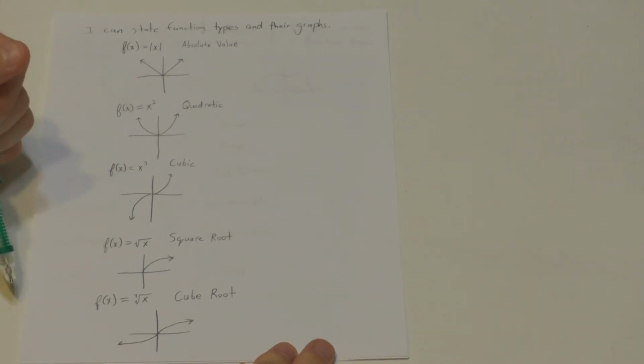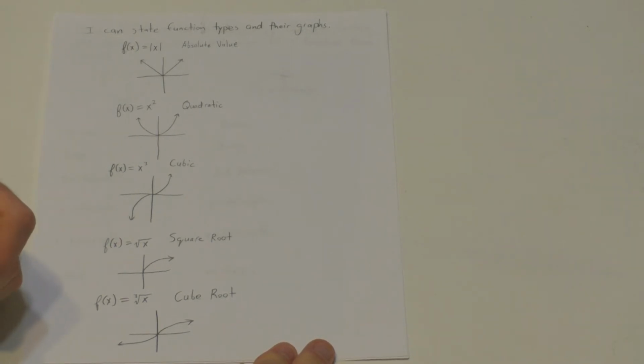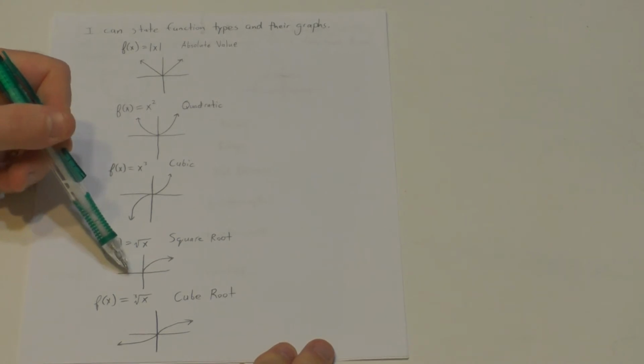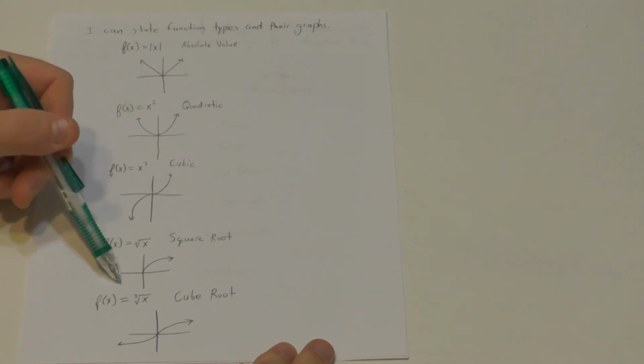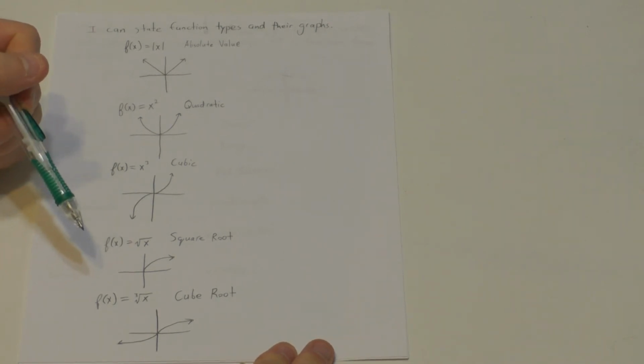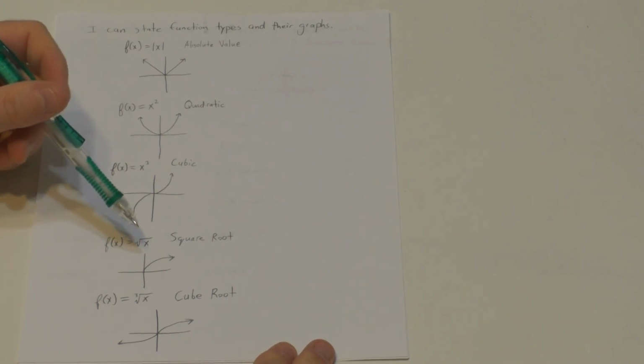A square root is special because you can't put a negative input into a square root. You can't square root a negative number. So as you guys can see, there are no negative inputs, no negative x values in the output or in the graph of this function, a square root function.